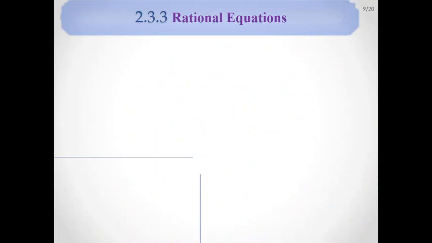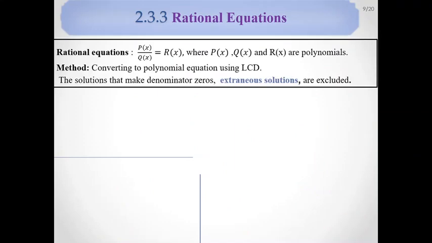Now let's look at the rational equations. The rational equations have rational terms like that, and we have lots of polynomials in the numerator or in the denominator or some other place. The method is to convert this equation to a polynomial equation by using LCD. LCD is the least common denominator.